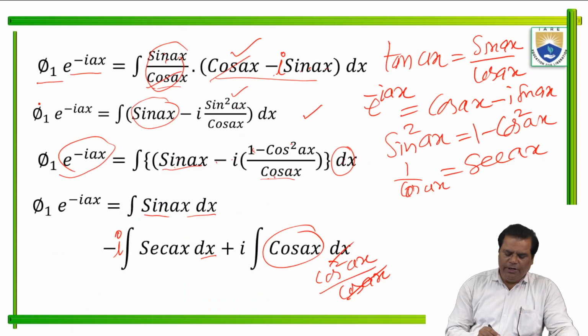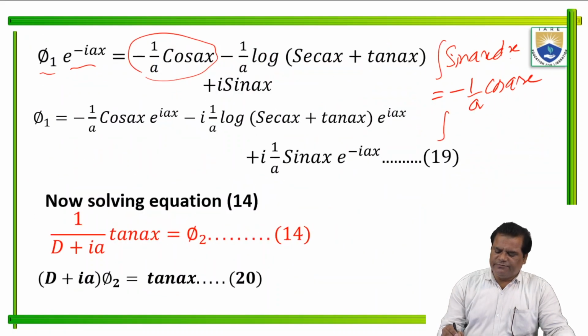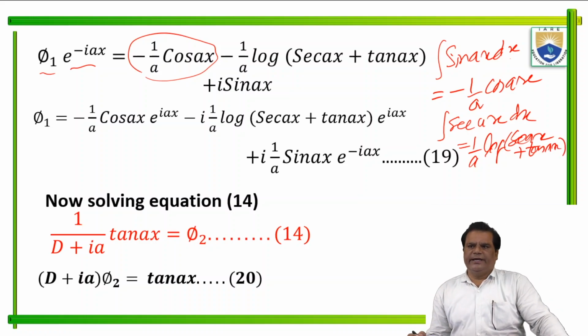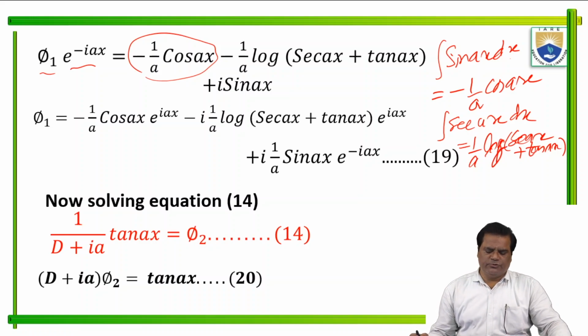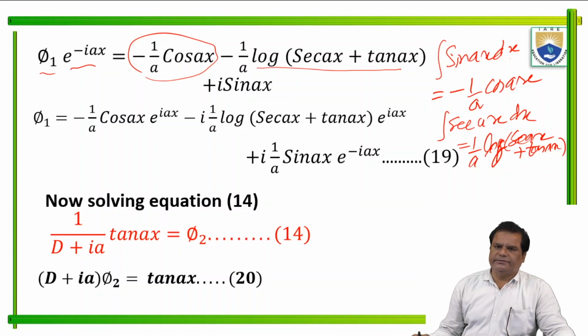Next one is integration of sec ax, minus i integration of sec ax. So I am writing here integration of sec ax dx. So the answer is 1 upon a log sec ax plus tan ax. This is the integration, log sec ax plus tan ax. So I am writing here the formula minus 1 upon a log sec ax plus tan ax.